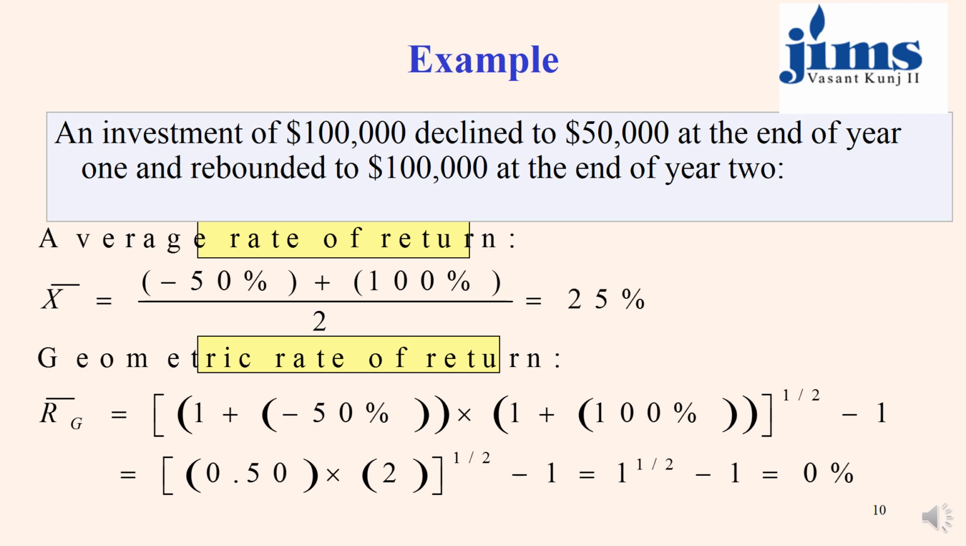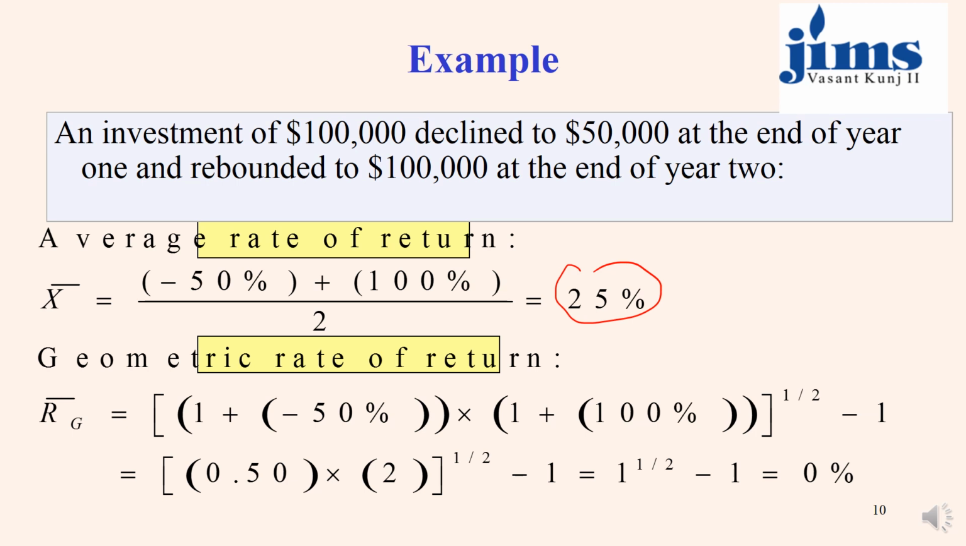Now, suppose an example, it would be very clear what actually the difference between the arithmetic and geometric mean is. If the average rate of return decreases by 50% and another is increased by 100%, in this example, how much has the average increased? You have to add these two and divide by 2, that is equal to 25%.